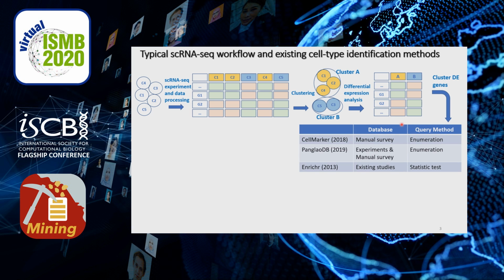Existing methods mainly contain the database part and query method, and they take input of differentially expressed genes for each cluster and return a list of candidate cell types for each cluster. Their databases with gene cell type information are mainly constructed by manual literature survey or from existing studies. So these databases are not comprehensive, and more critically, the gene cell type information is also laborious to update.